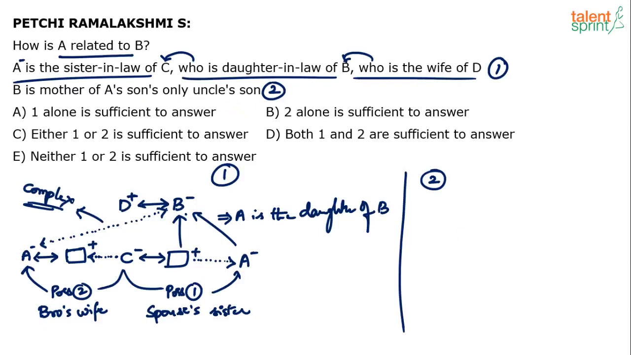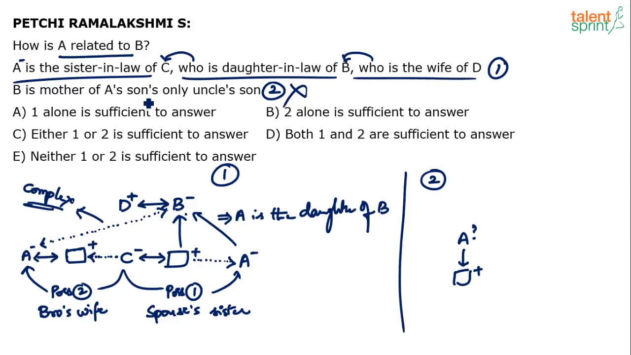A's son. We don't know who that son is. A's son has got only one uncle. First of all, A's gender is not known to us. You understand? Because A's gender is not known to us, I can say that statement 2 is not sufficient. For me to find out how A is related to B, I should definitely know the gender of A. In this whole statement, we will never get to know the gender of A.